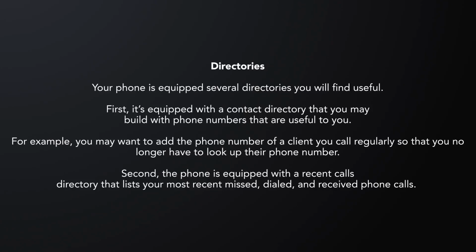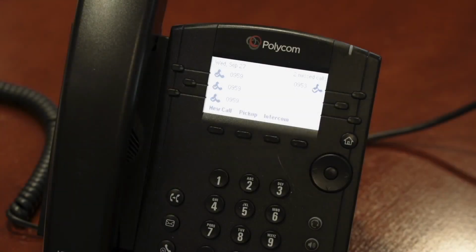Second, the phone is equipped with a recent calls directory that lists your most recent missed, dialed, or received phone calls. To access either directory, press the Home button, then use the navigational buttons in the home display to select the directories option. You may then select the desired directory.